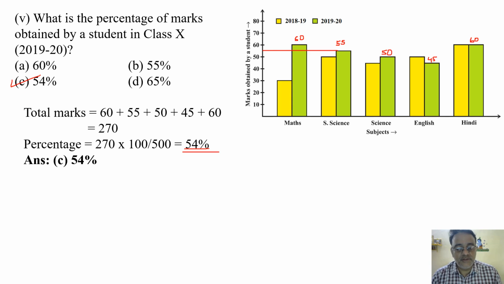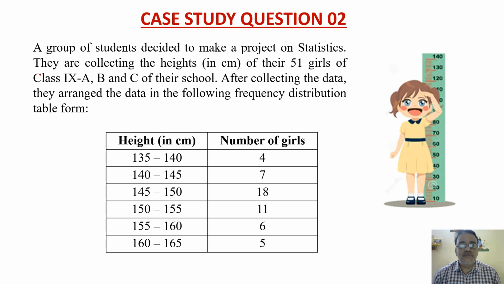Now we are moving toward the next question. A group of students decided to make a project on statistics. They are collecting the heights in centimeter of their 51 girls of class 9th A, B and C of their school. After collecting the data, they arranged the data in the following frequency distribution table form. Right. Now based on this table, some questions are there. So let us start with the first question.